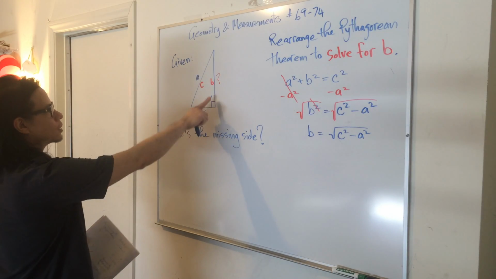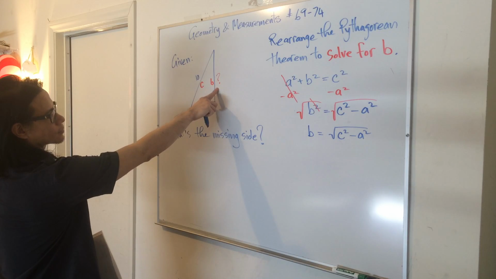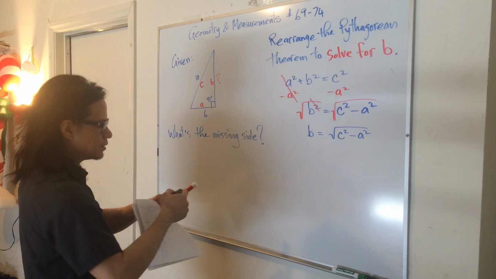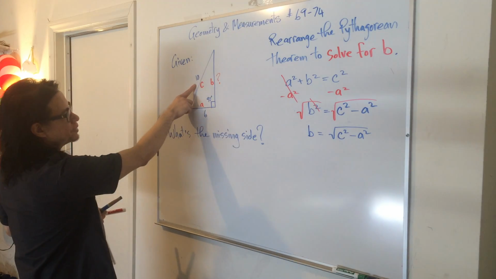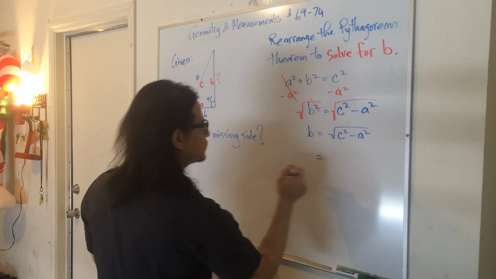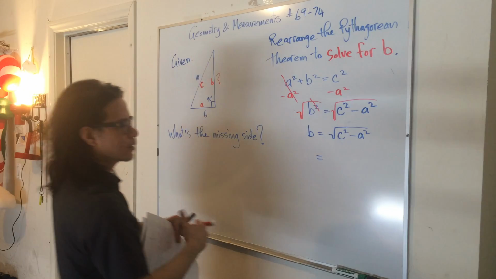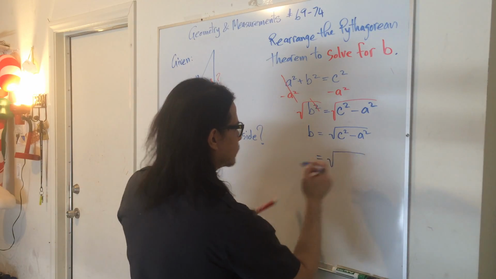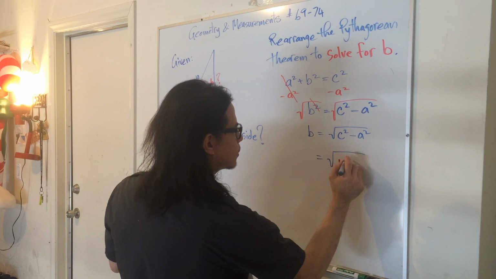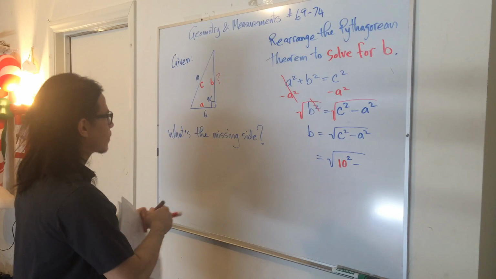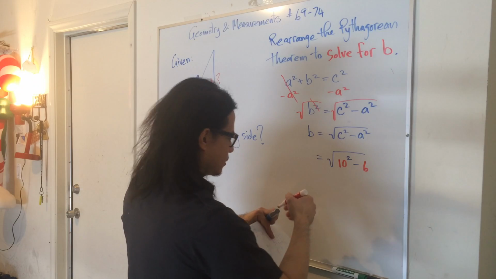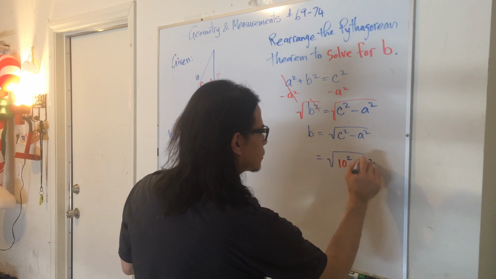Okay. So the question asks, what is B? So that means they must have given us C and A. Let's plug in the values for C and A. So here we have C is equal to 10. So we have the square root of 10 squared minus the value for A is 6. So let's plug 6 in for A, and then we'll square it.